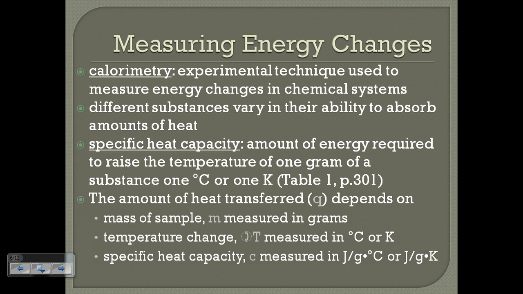The amount of heat transferred therefore depends on how big the sample is, the mass of the sample. Obviously if something has a larger mass, you can transfer more heat. Then the temperature change, that should be a delta T, measured in degrees Celsius or in kelvins. And then specific heat capacity, which is how much heat can actually be absorbed by that substance. When we put all these things together, we get a fancy new formula, your new way to calculate energy changes for this unit: Q equals mc delta T.